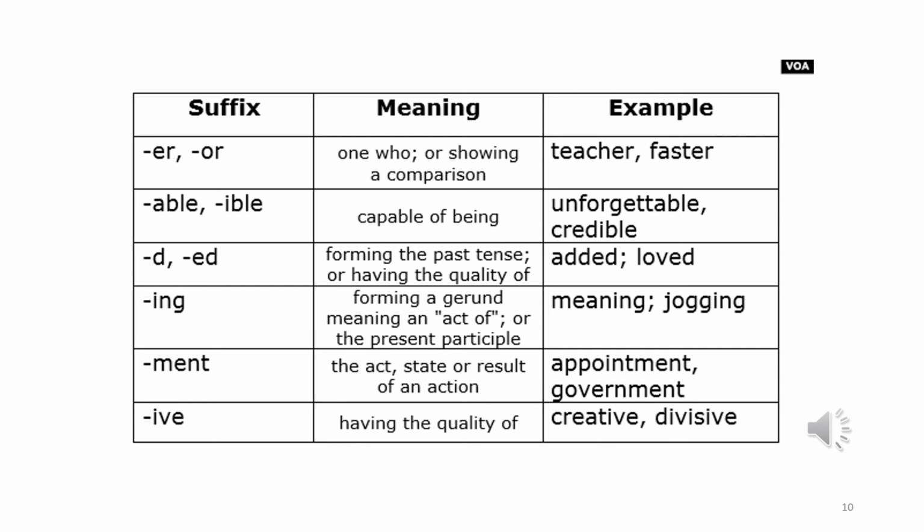Look at the last one. IVE. This is the suffix. That means having the quality of. Create is the root word. By adding IVE, we make it creative. Devise is the root word. We add IVE and it becomes divisive.